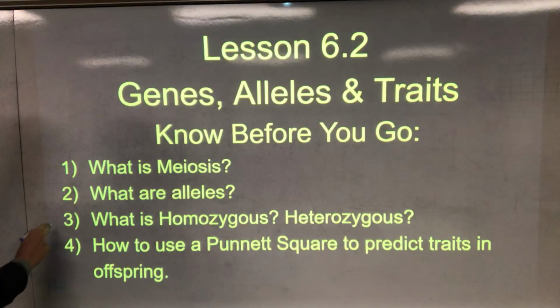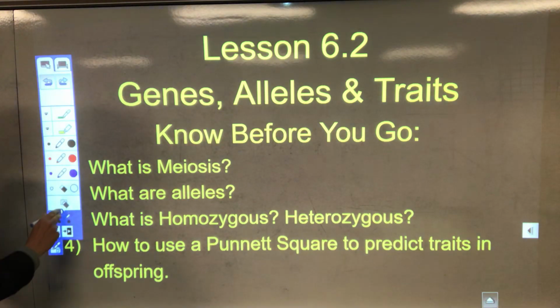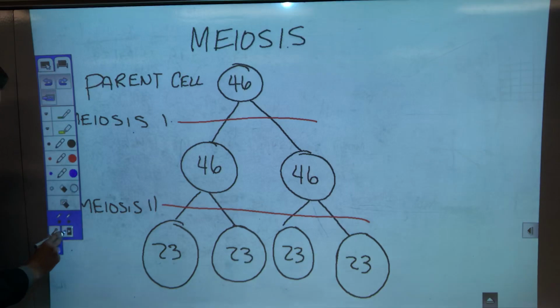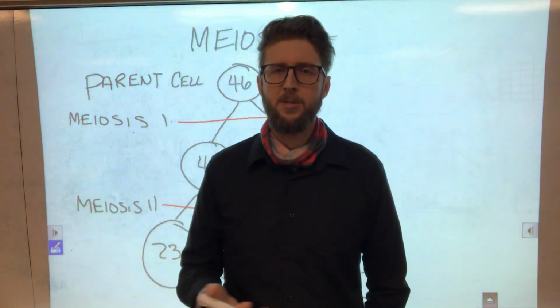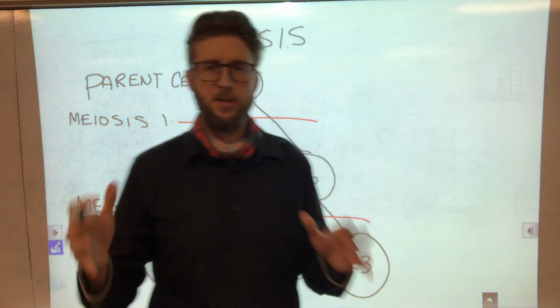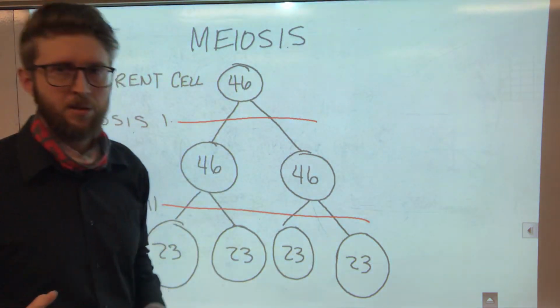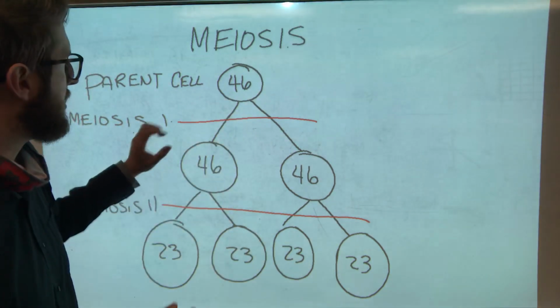Okay, so we've been talking about mitosis with the T, and that's where one cell, one parent cell, just makes an exact copy of itself to make two daughter cells that are exactly like the parent cell. That's mitosis, okay? Meiosis is a little bit different.